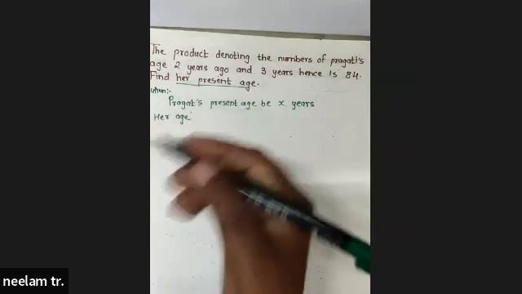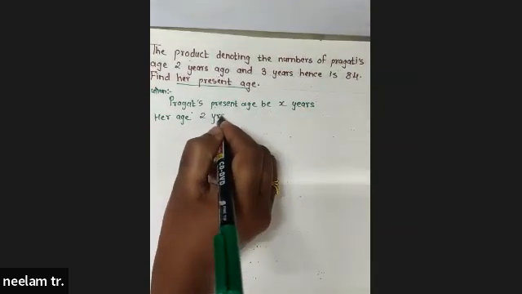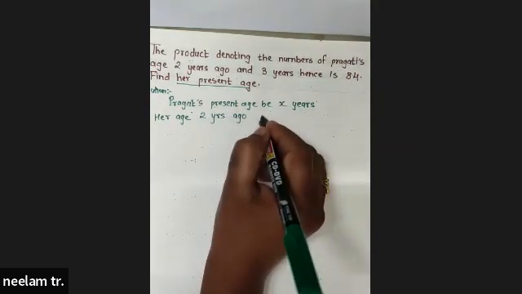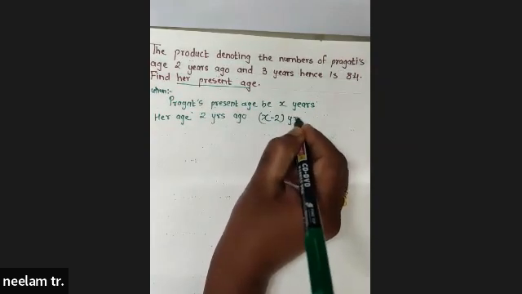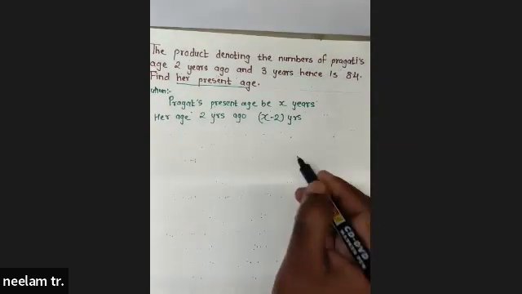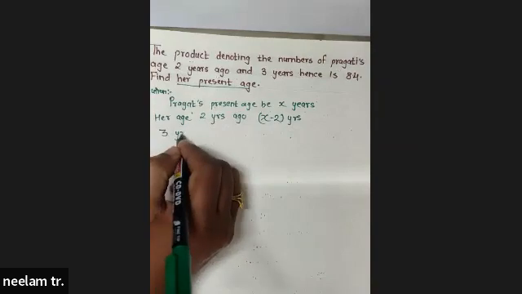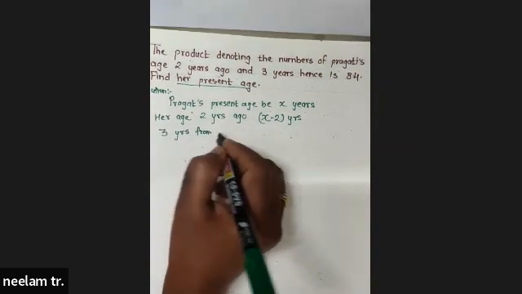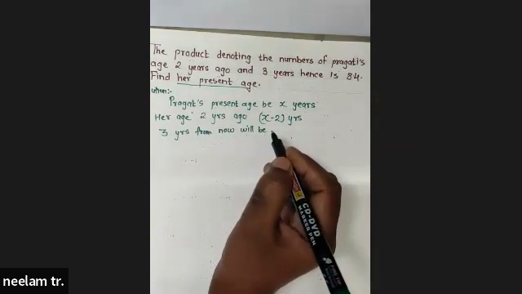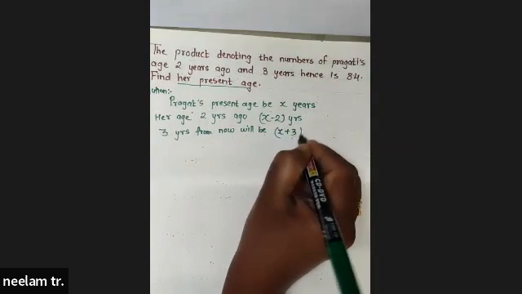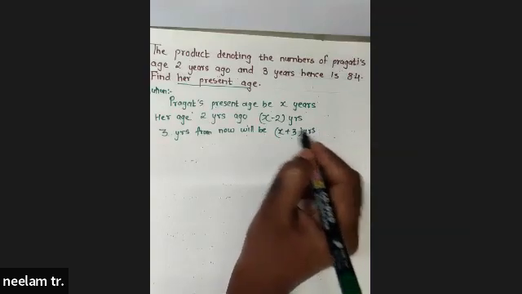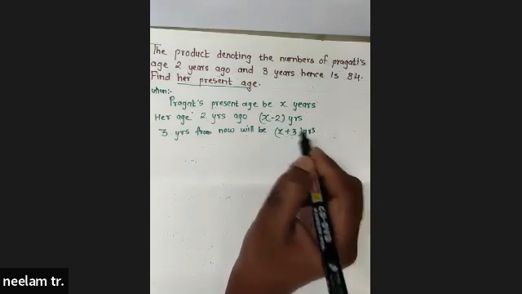Her age 2 years ago. What is it? Ago means x minus 2 years. And 3 years from now, you will add. So 3 years from now, what will it become? x plus 3 years. The numbers denoting the ages are x minus 2 and x plus 3.